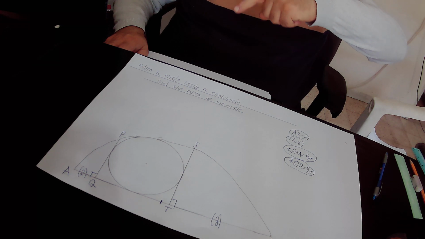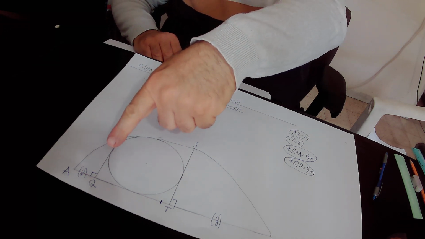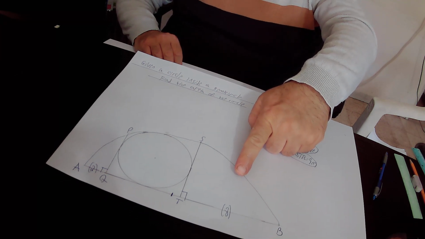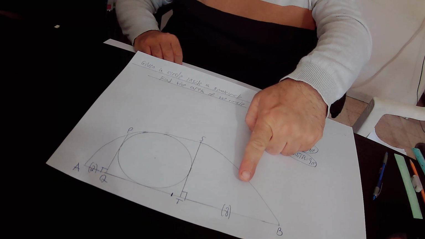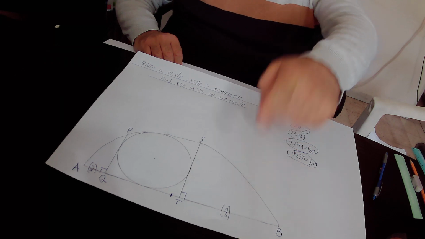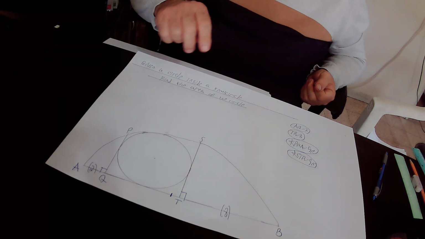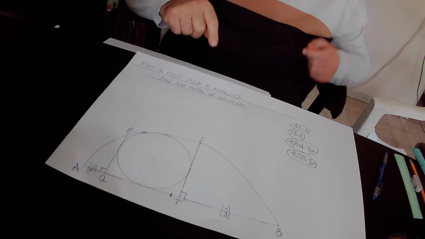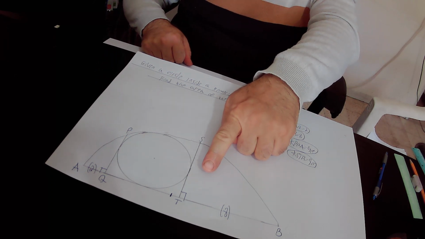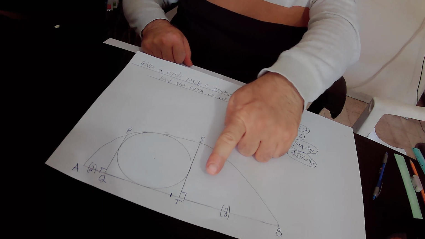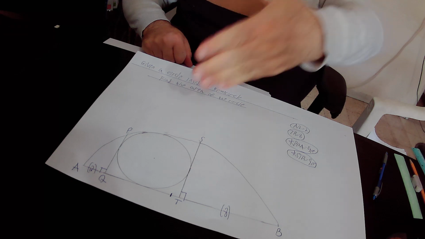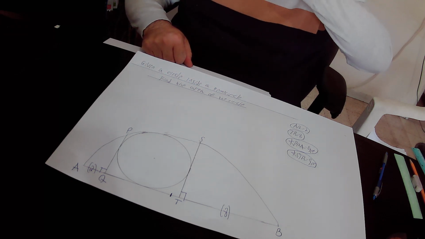In addition, we know that line segment AQ equals 2 units in its length, and line segment TB equals 8 units in its length. This is angle AQT, that is a right angle. This is angle STB, that is also a right angle. Again, our mission is to find out the area of this circle that is inside the semicircle.